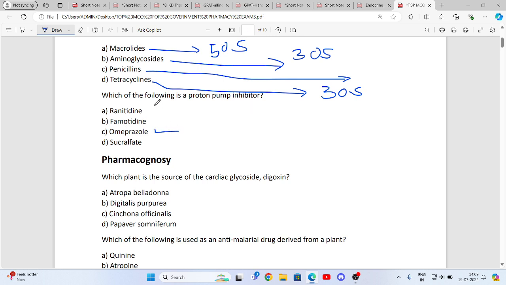Here, famotidine, cimetidine are examples of H2 antagonists that are also a target in ulcer, but they are not proton pump inhibitors. They do not inhibit hydrogen potassium ATPase pump. The next is sucralfate. Sucralfate is basically an ulcer protective agent or an ulcer healing agent. So it polymerizes under the pH which is less than 4.